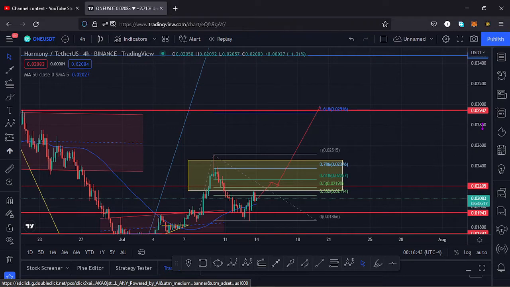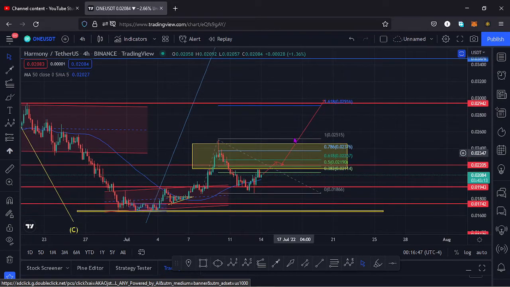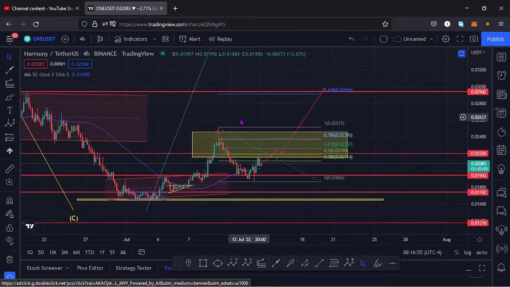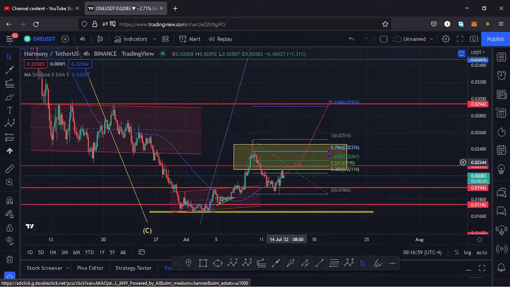So there, in my first key scenario, I expect the price of Harmony One to continue pushing to the upper side, and that movement could be taking us to around the $0.03 mark. And for that to happen, I also expect to see higher prices on the Bitcoin chart, and also an increase in volume on the Harmony One chart. So let's be patient and see how that plays out.